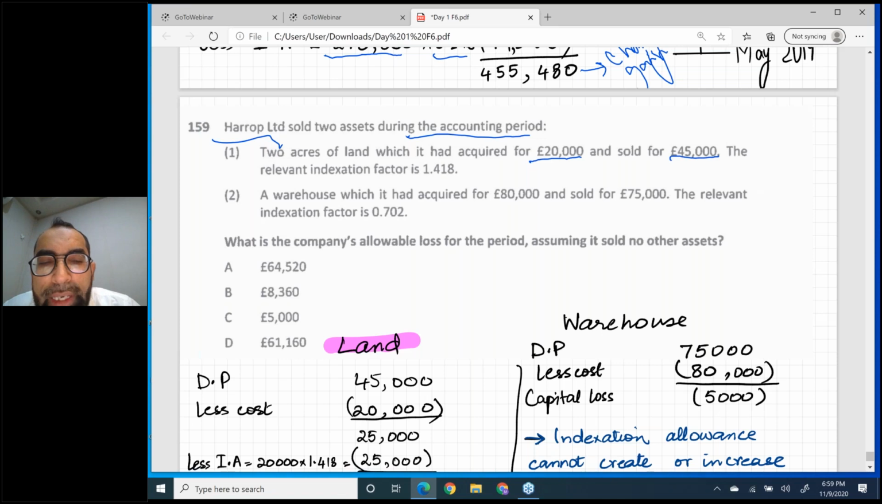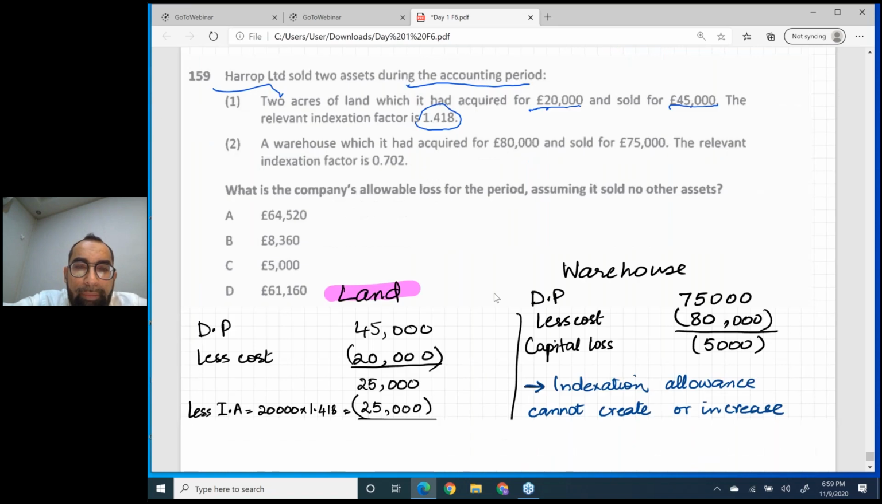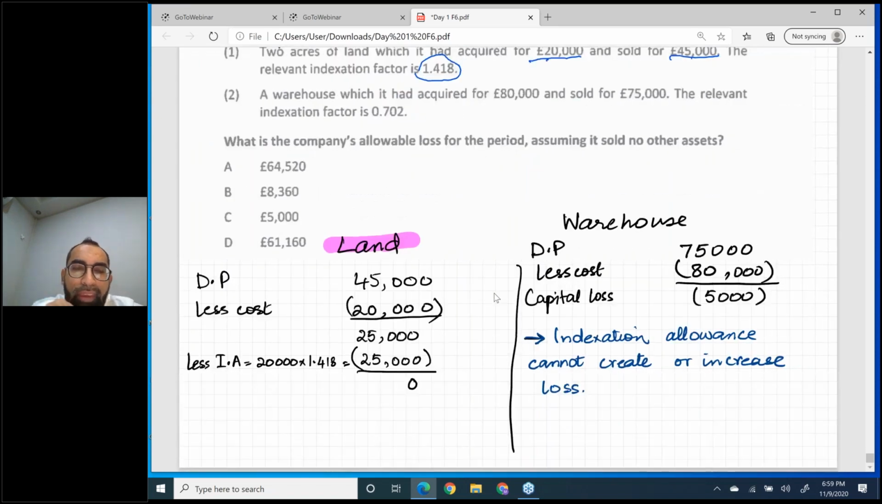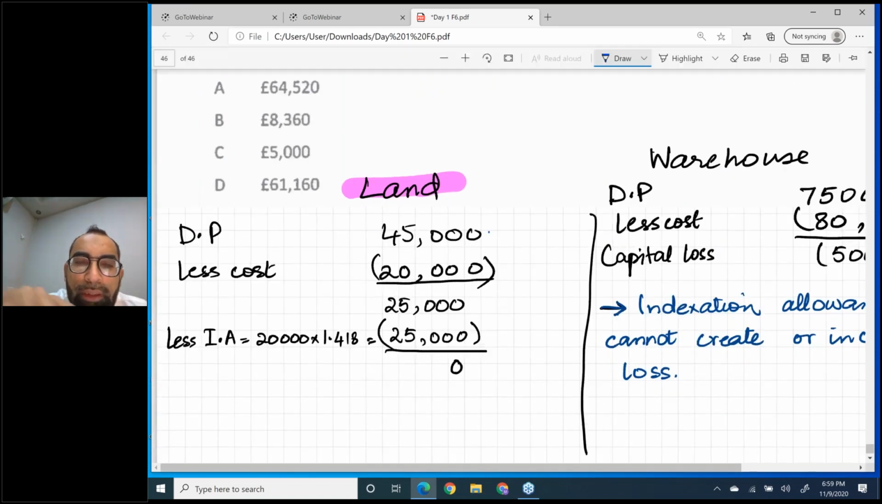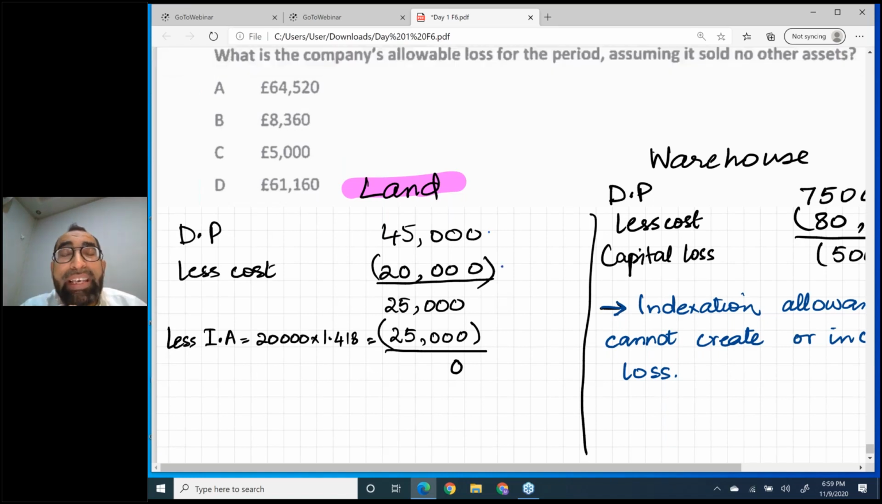So the cost is 20 and the DP is 45. Please be active. This is the last question. I just need your 2 to 3 minutes, but please give me active minutes. Cost is 20, DP is 45,000, and this is your index factor. Now wait. Let me compute the gain. How do we do it? DP is 45,000, cost is 20,000.